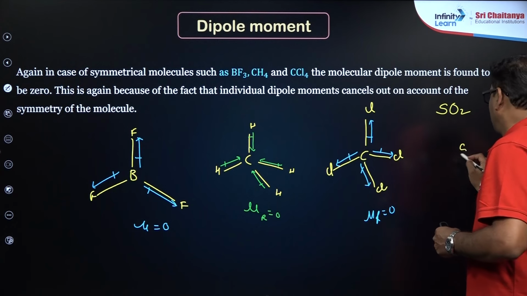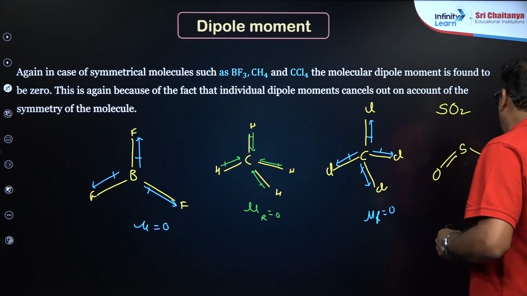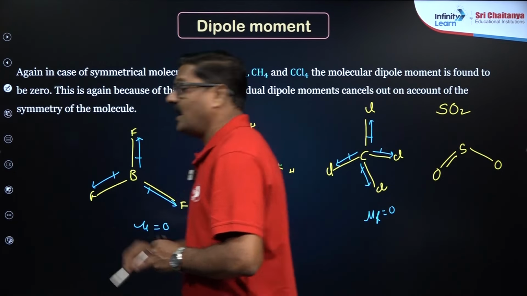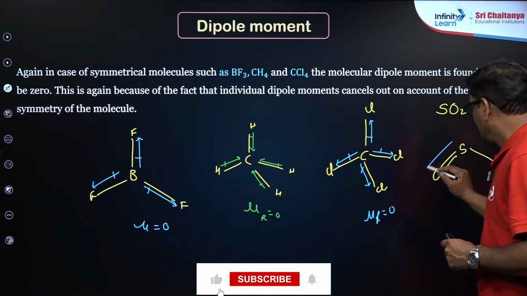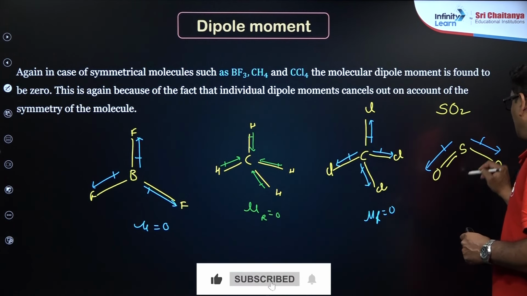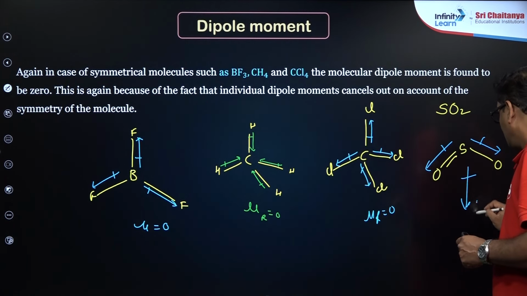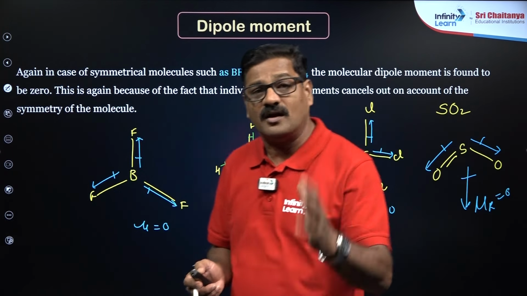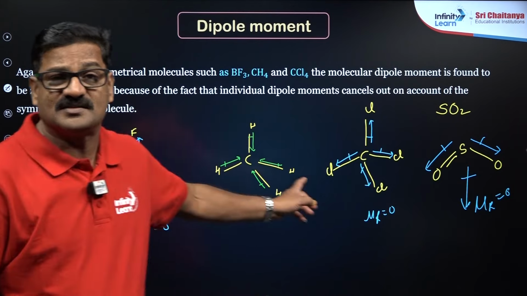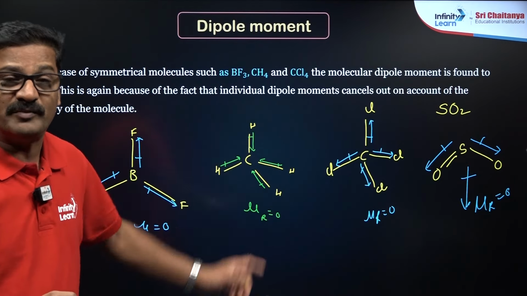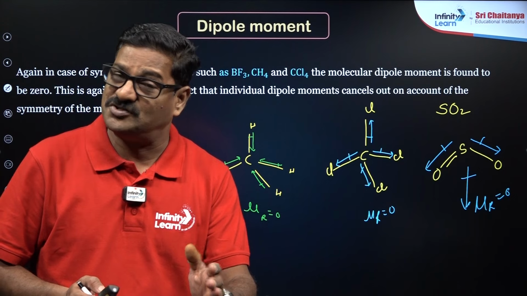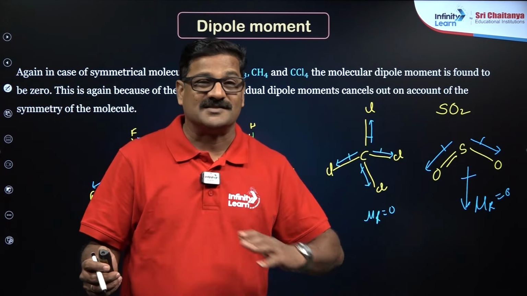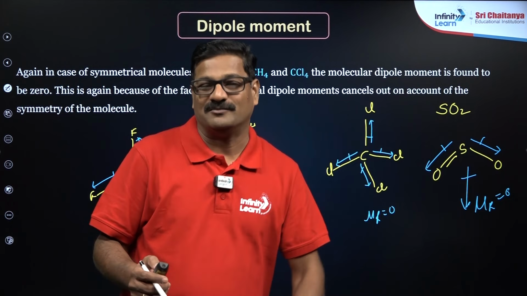Sulfur dioxide, sulfur double bonded to oxygen and oxygen. The oxygen is more electronegative than sulfur. As a result of this, the dipole moment comes in this way. So the resultant dipole moment is not equal to zero. So like that, whether the molecule is polar or non-polar is decided on the basis of the resultant dipole moment. If the resultant dipole moment is zero, it is said to be non-polar. If the resultant dipole moment is not equal to zero, it is said to be polar, right?